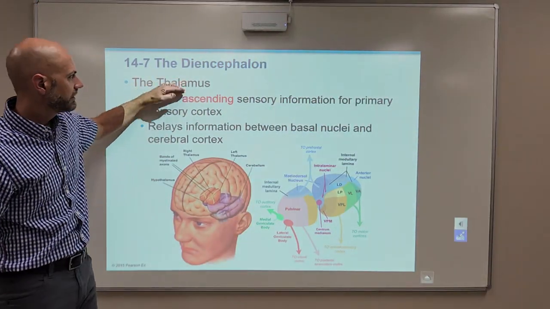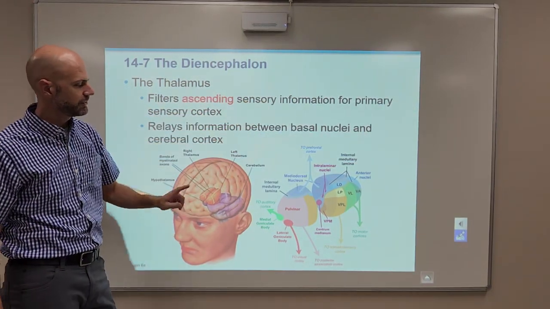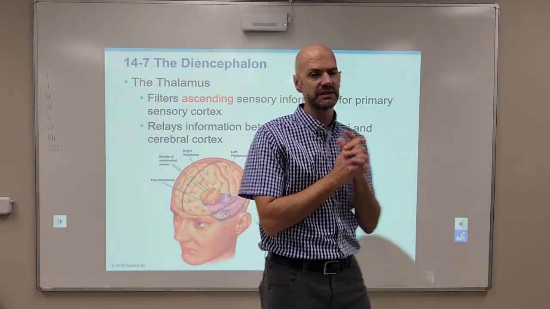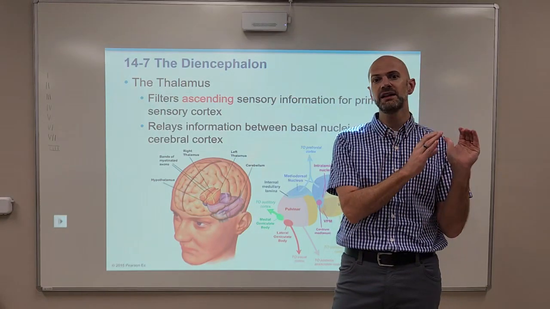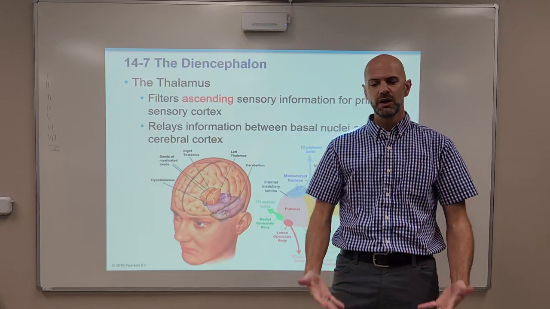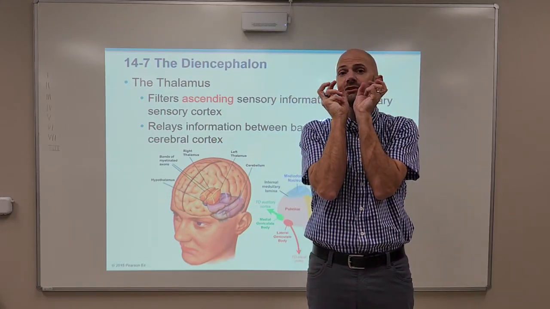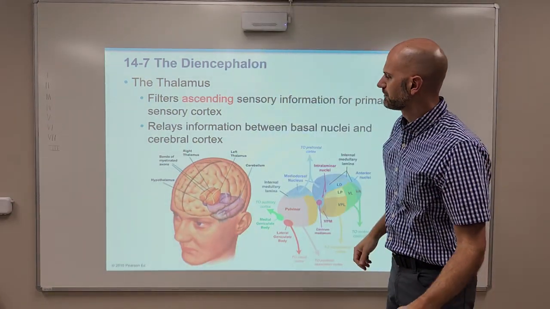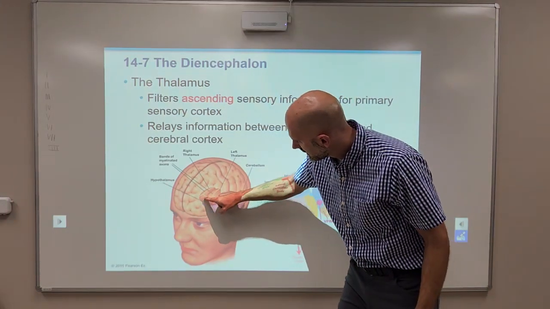Okay, thalamus. All ascending sensory data comes through the thalamus. That's the one thing you have to know about the thalamus, is it's a sensory processing center. All the data that comes up hits the thalamus, synapses with other neurons, and then those neurons project out into the cortex.